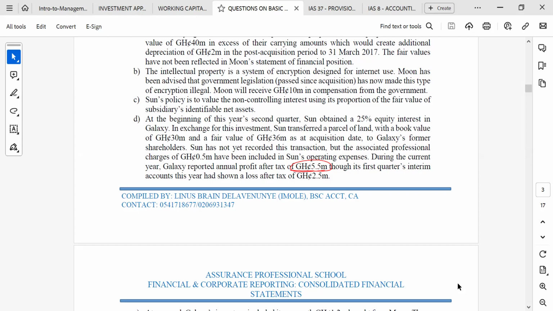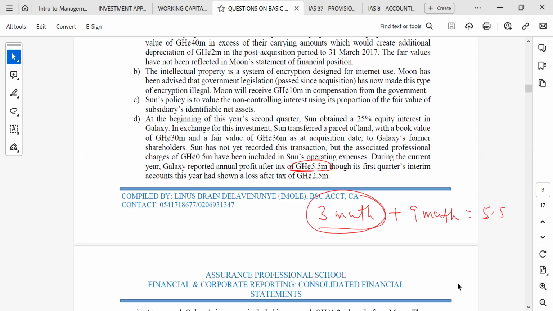They have done 3 months before the parent acquired them, isn't it? Yes. Okay. So they are saying that the profit for the total 12 months is 5.5. How do we find that? It will be the profit for the first 3 months plus the profit for the last 9 months, and this will give you 5.5. But they are saying that in the first quarter, the first 3 months before we acquired them, they made a loss.